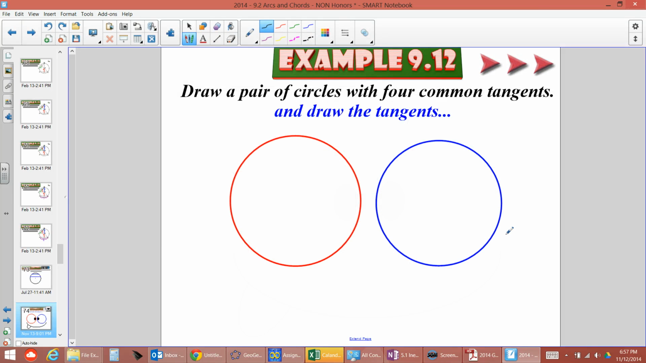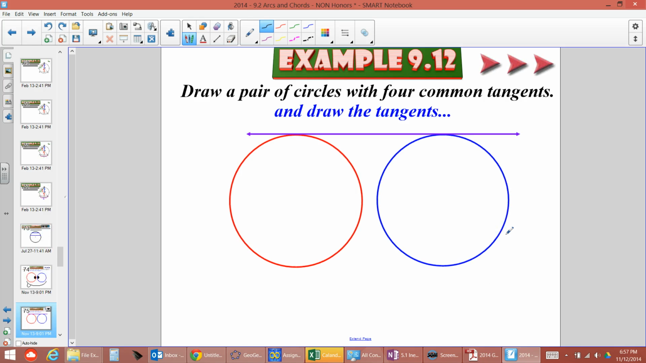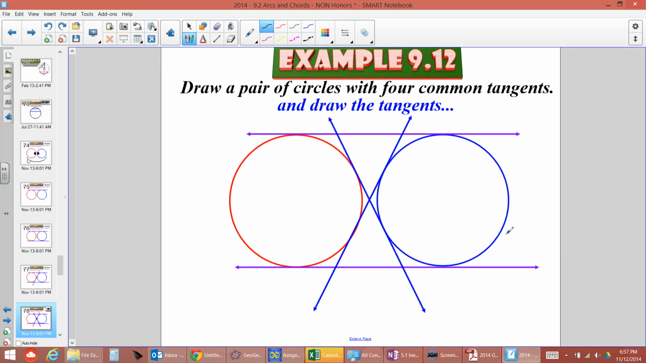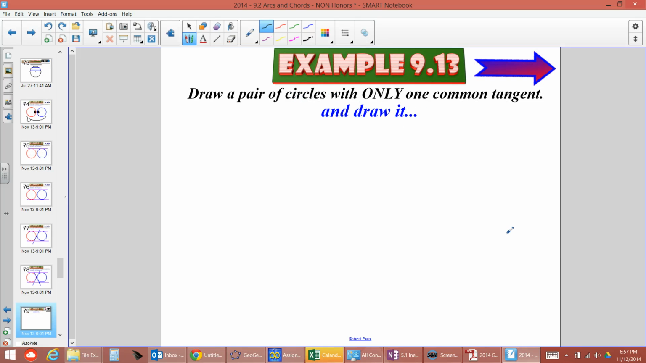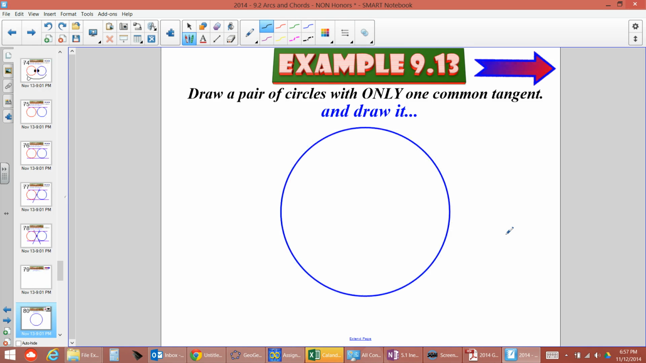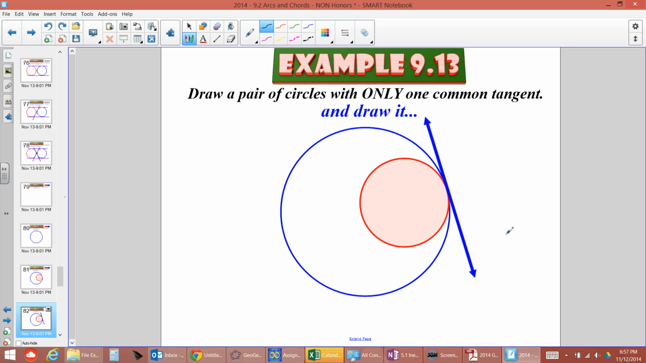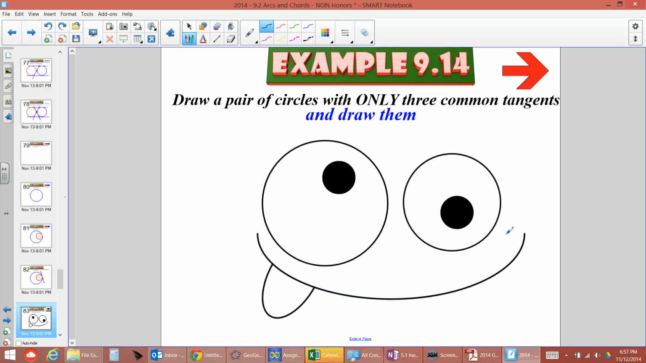Okay, so now, for example 9.12, this work gets kind of fun. Draw a pair of circles with 4 common tangents, and draw the tangents. So you're going to want to draw the external tangents, and you're going to want to draw the internal tangents, and you're done. Next it says, draw a pair of circles with only one common tangent. Now this only happens when we have an internal tangent situation. There it is. You draw 2 circles, one inside of the other, touching on one point only, and then that point becomes the common tangent, and there's only one of them.